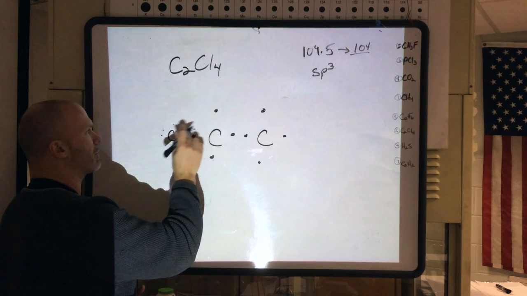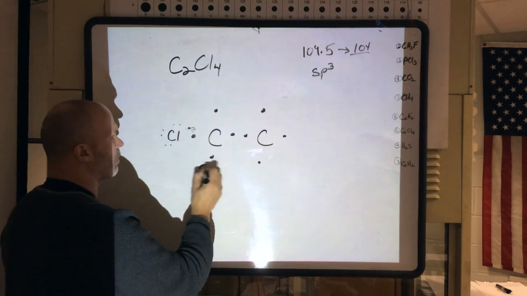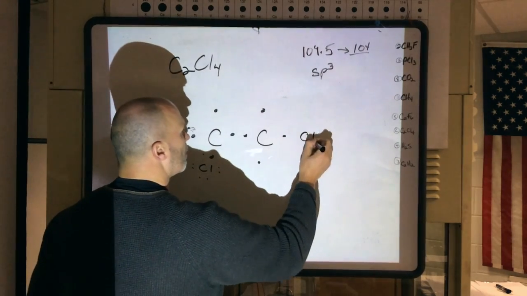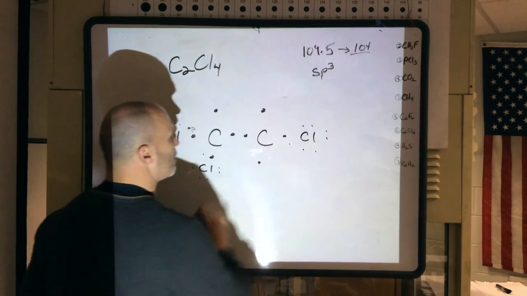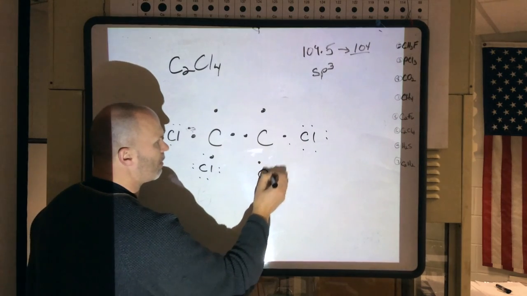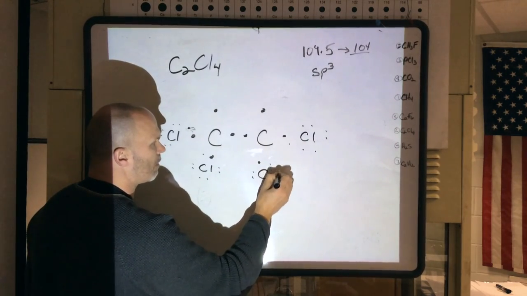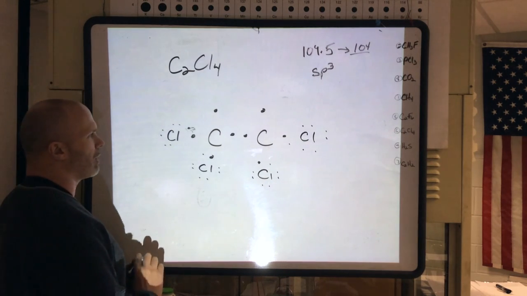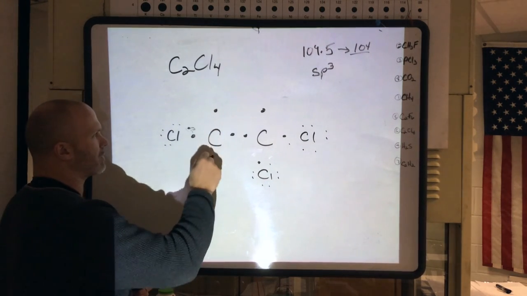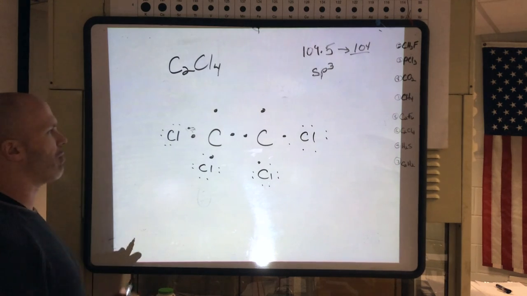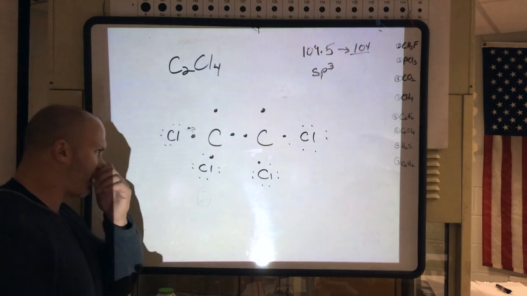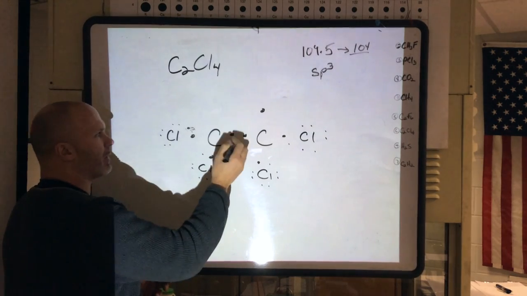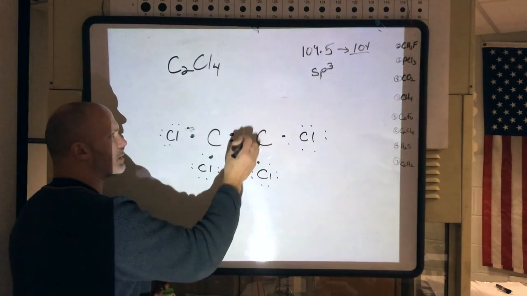I'm just going to do dots here for all intents and purposes. Put a chlorine here, put a chlorine here, 7 valence electrons, and put a chlorine here. We have issues. Why do we have issues? Well, we have 2, 4, 6, 7 electrons for each carbon. It wants to fill that octet if it can. The only way to explain this is if we move these electrons down to make something called a double bond.